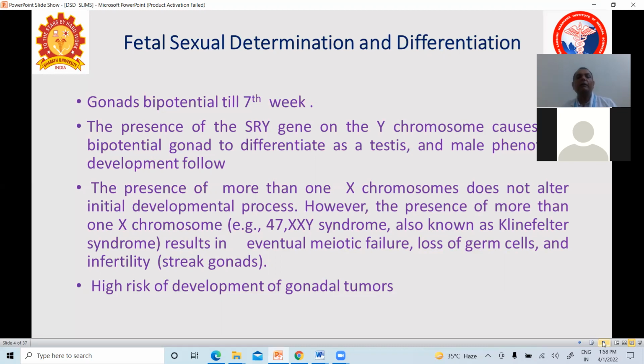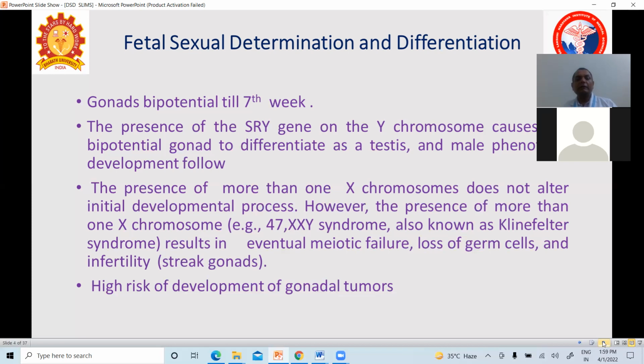But recently, some genes and differentiation factors have been identified, which say that apart from the absence of SRY gene signal, some other signaling pathway also exists, which transforms the bipotential embryo into female gonads. I want to make this clear. The presence of more than one X chromosome does not alter the initial development of the embryo.